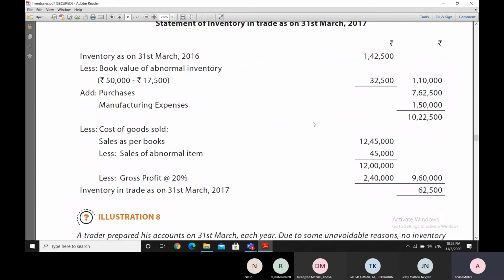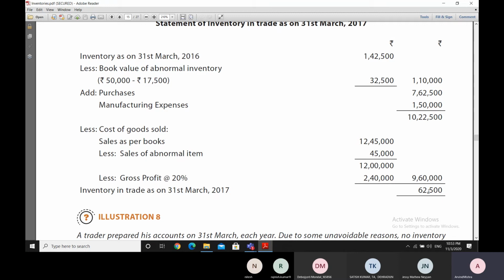So the sale of the abnormal item is reduced from this, coming to 12 lakh, and then the gross profit margin of 20% is also reduced to get the cost of the goods sold, which is 9,60,000. So we are reducing the cost of goods sold from the opening inventory plus the direct expenses and the purchases.